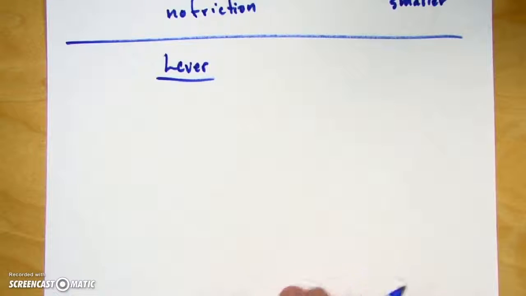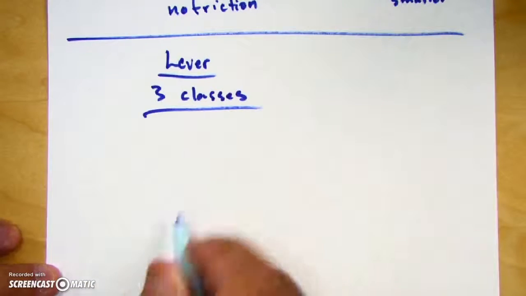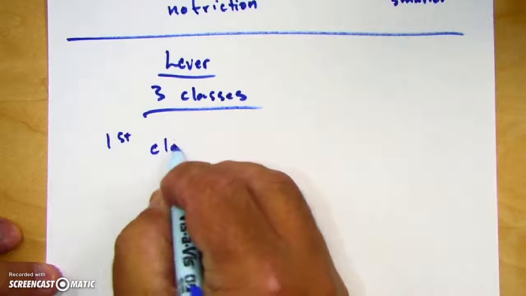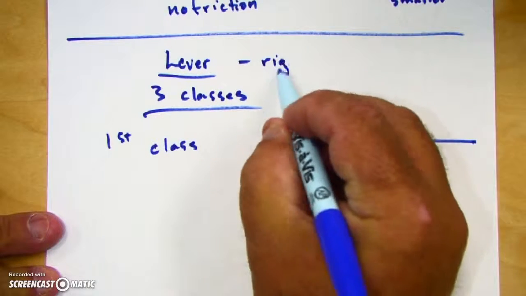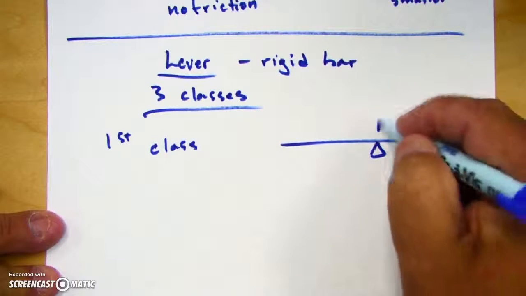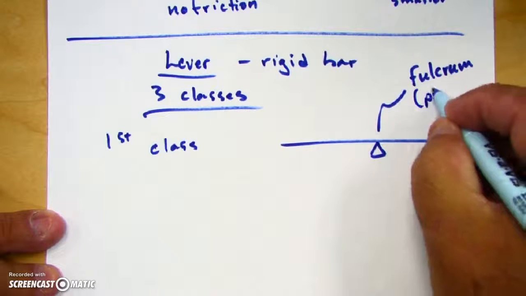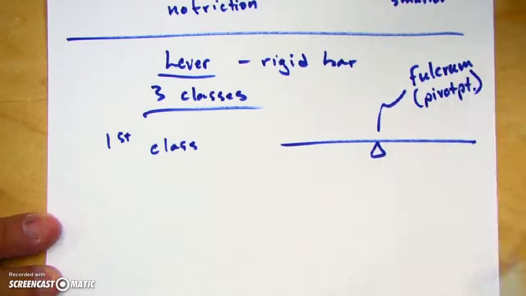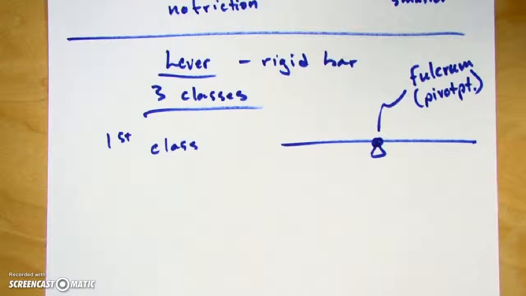Now, levers are creatively built into so many different things that we use already, and there are three classes of levers. The first thing, obviously, would be the first class. The first class lever is a rigid rod. It's a rigid bar or rigid rod. And then it has a point at which it rotates about. We call that the fulcrum. If you want to call it pivot point, I'm okay with that. They really mean the same thing. It's a fixed point at which the object's going to rotate around.